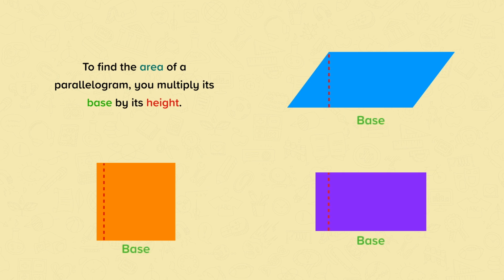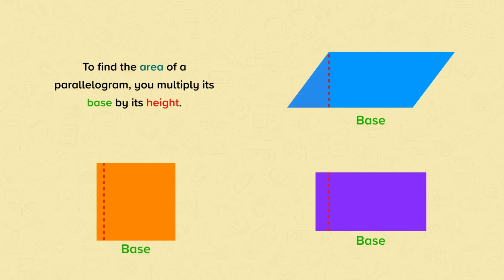The height must be perpendicular to the base. This means it's at a right angle to it. This is the same as when we calculate the area of a square or rectangle. We also multiply its base by its height, but often you'll be calling this length and width.